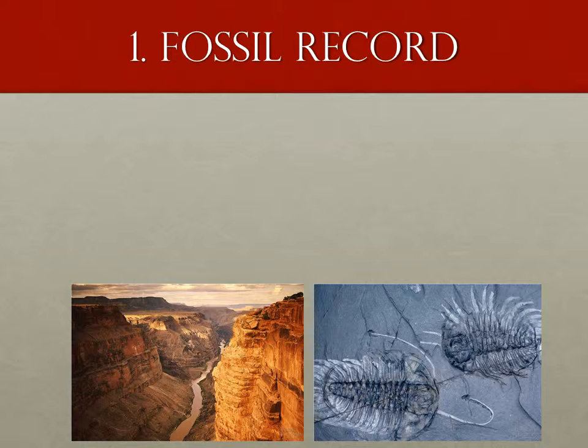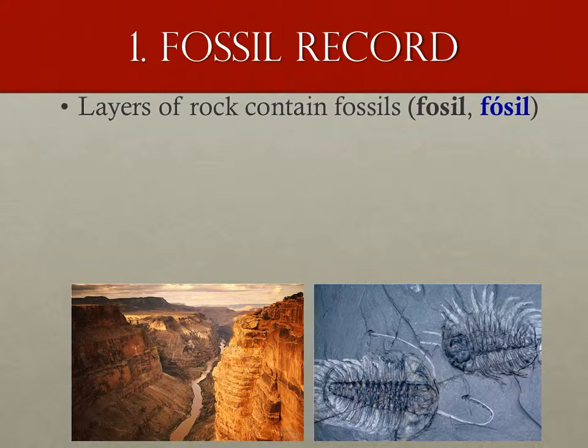There are 5 evidences, or things that indicate evolution actually happened. The first is the fossil record. Please note that I have highlighted the Creole translation and the Spanish translation next to some key words. The Creole translation is in black and the Spanish translation is in blue.